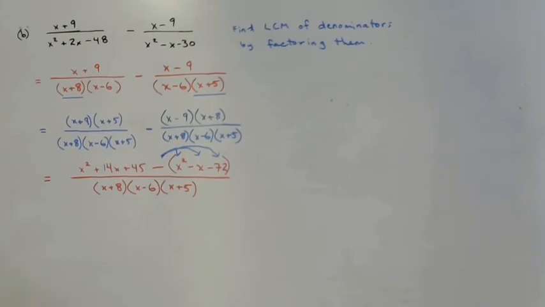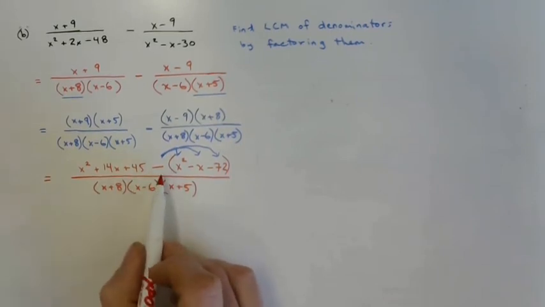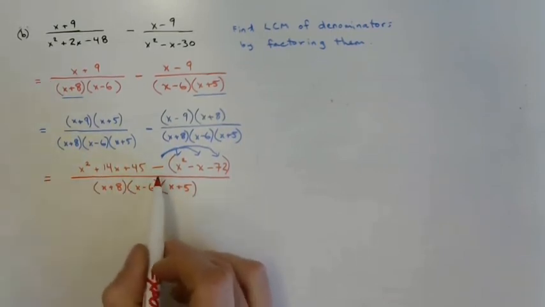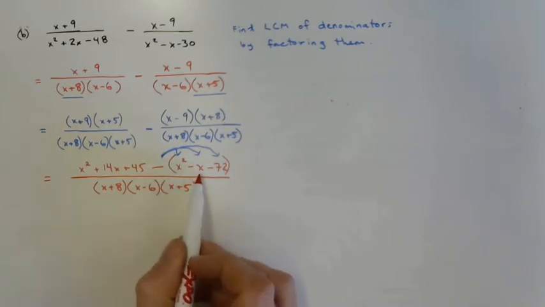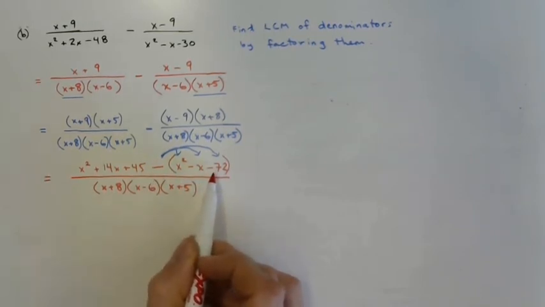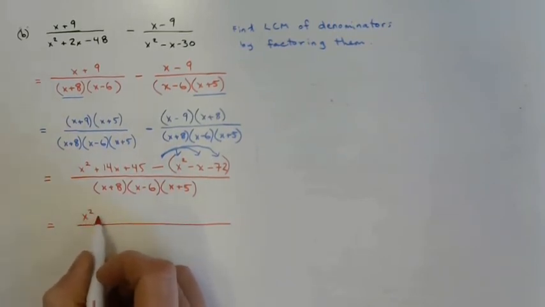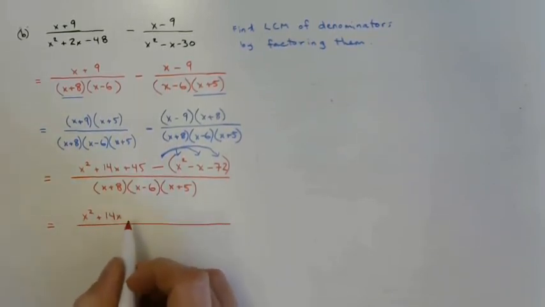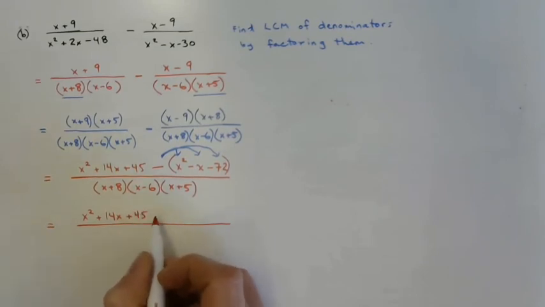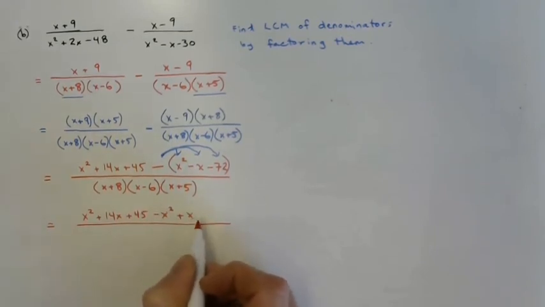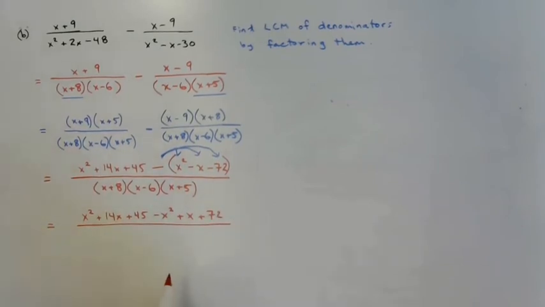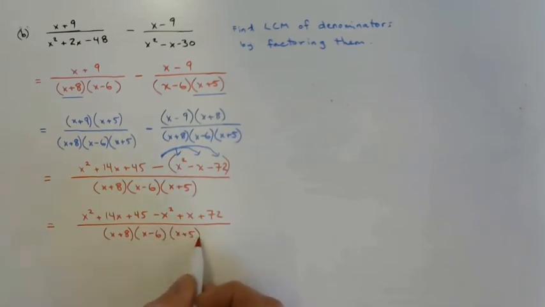So what I would probably do if I'm just starting out is I would rewrite this. I would rewrite it with nothing changed here and then say minus x squared plus x plus 72. Okay, and actually we'll do that. Let's go ahead and do that. Once you get good at it, you can skip that step and do it mentally. But so we have x squared plus 14x plus 45 minus x squared plus x plus 72 over our common denominator of x plus 8, x minus 6, x plus 5.